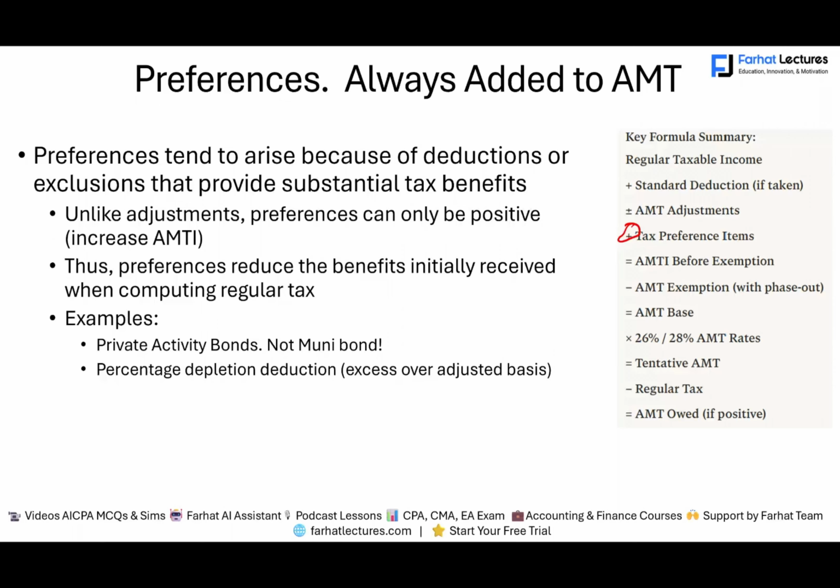Let's stay on the ground here. Private activity bonds, not municipal bonds, because municipal bonds are excluded for AMT and are excluded for regular tax. We're going to see what private activity bonds are, and the depletion deduction, the percentage of depletion deduction over the adjusted basis. When you deplete natural resources, you can have a depletion in excess of the adjusted basis, more than what you paid for it.